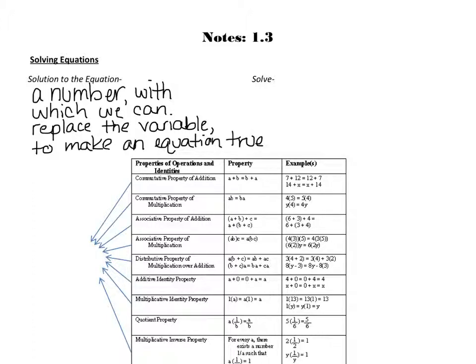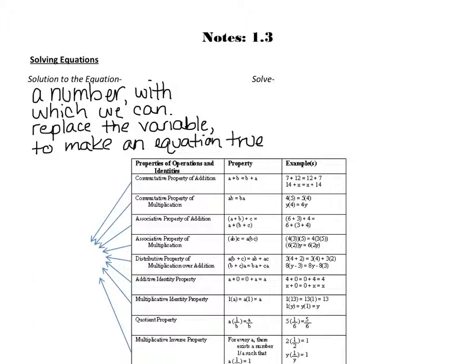So basically, when we have an equation, it has variables in it. When we say the solution, we're talking about the numbers that we plug in for the variables, and it makes the equation true, meaning the right side equals the left side. It's a true thing. Okay? That's the solution. So it's the number we can plug in that makes it true.